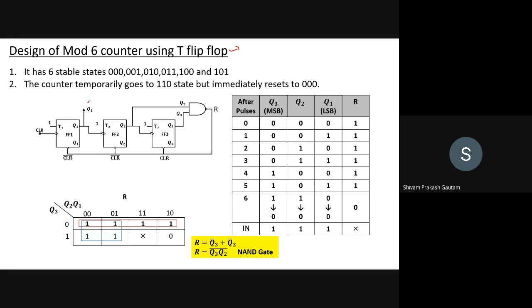So mod 6 counter means it should count till 5. That is, it should have 6 different states starting from 0, 1, 2, 3, 4, 5, and then again back to 0. So you can see how many different states there are: 1, 2, 3, 4, 5, 6. Six different states are there. Therefore, we are calling this a mod 6 counter, right?